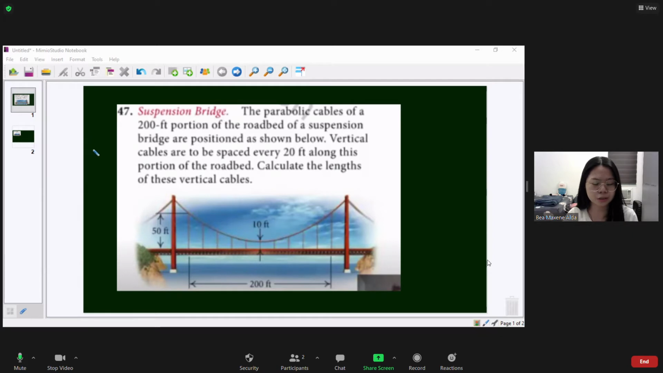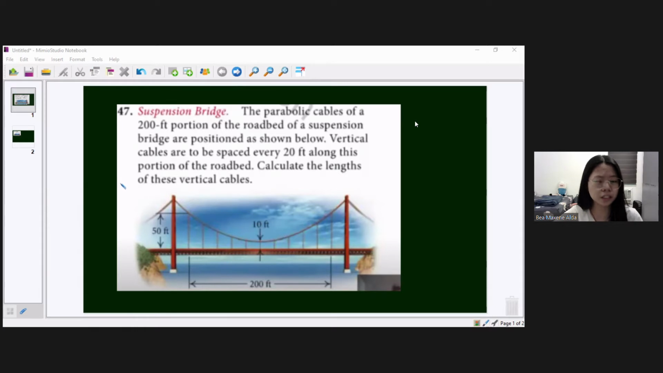By the way, this question is from the internet, so just in case you see it there. We begin. This is a suspension bridge. The parabolic cables of a 200 feet portion of the roadbed of a suspension bridge are positioned as shown below. See? Vertical cables are to be spaced every 20 feet along this portion of the roadbed. Now we calculate the lengths of these vertical cables.